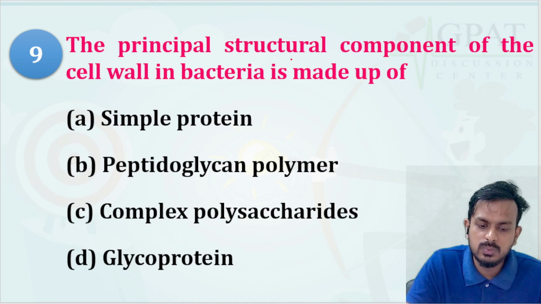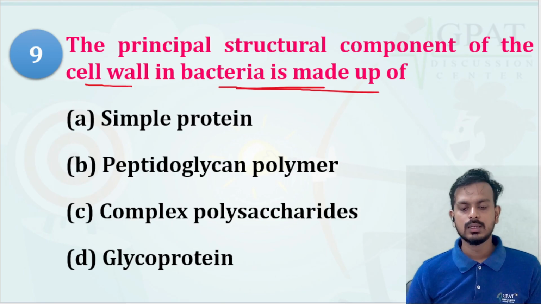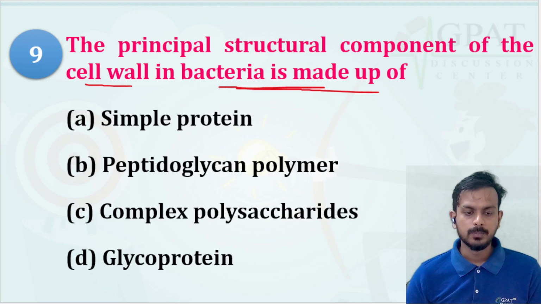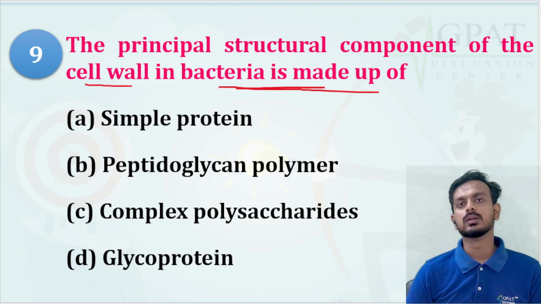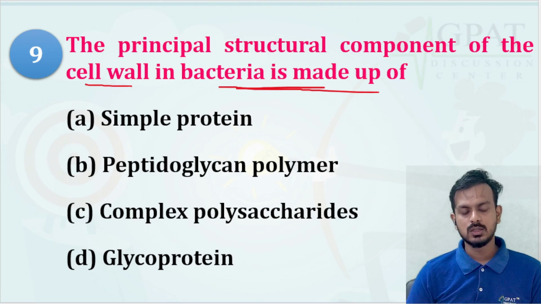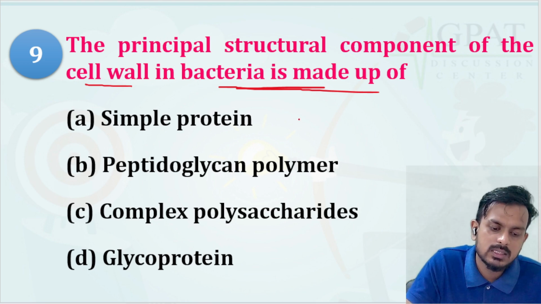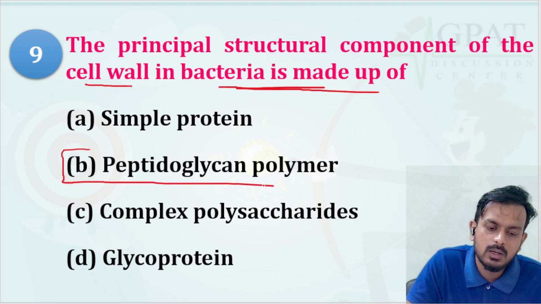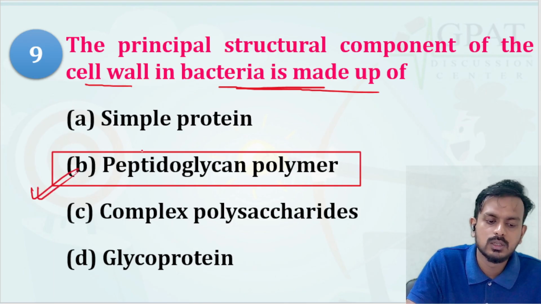Next question. The principal structural component of the cell wall of bacteria is made of. This is a very easy question. All of you can answer. The options are simple protein, peptidoglycan polymer, complex polysaccharides, glycoprotein. Who will answer this question? Yes, the correct answer is peptidoglycan polymer. If you remember, bacterial cell walls are basically made up of peptidoglycan polymer. Option B is the correct answer.